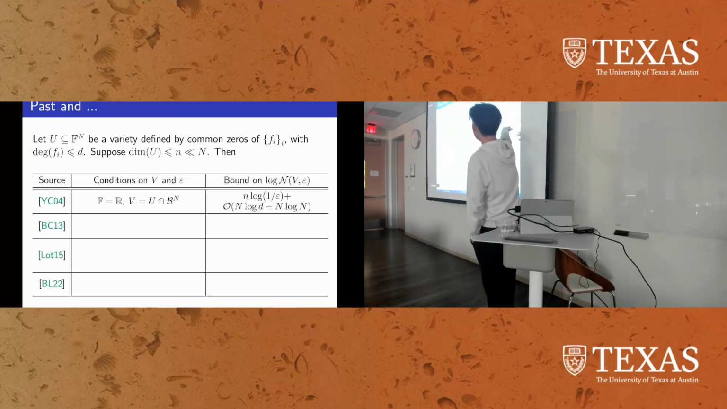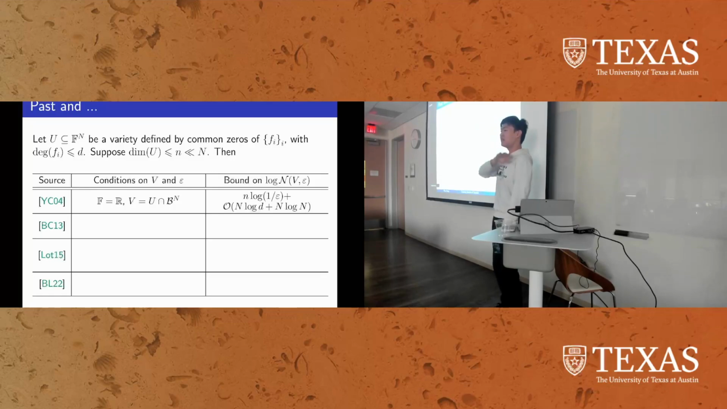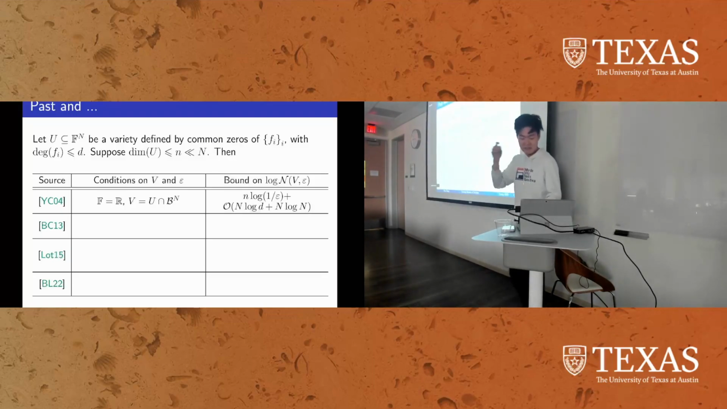So the first term, n log 1 over epsilon, is what I call a linear term, because this describes the dimension of set B. Like if you have a vector space of dimension little n, the covering number will be like this. And this big O term really describes how curved and how twisted your set is. So this is how many extra balls you need to cover the curved thing. And in Yomdin and Comte's bound, this is ambient dimension times log ambient dimension, which is quite large. And of course, this is log of the covering number, so it's quite large.